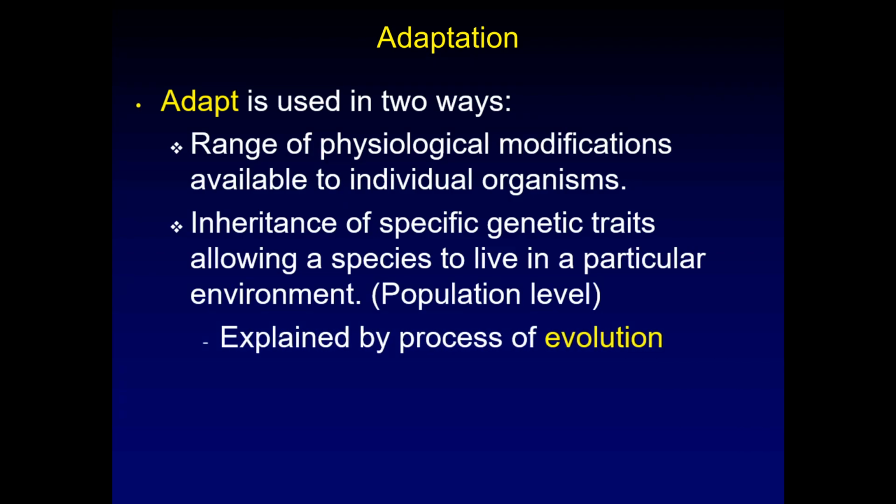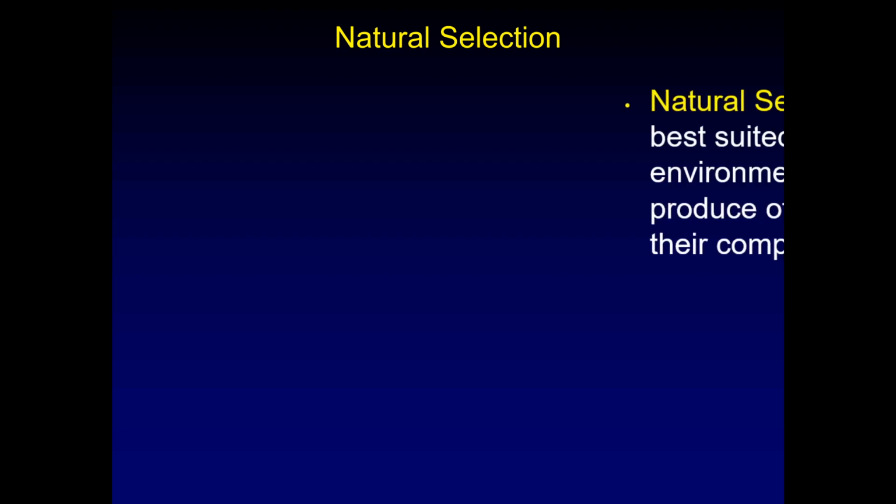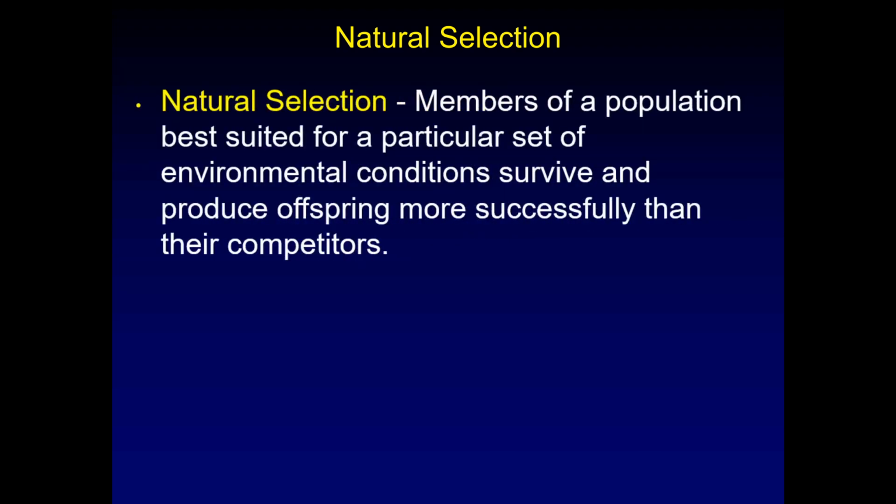So this is explained obviously by the process of evolution. So we'll look at natural selection. Yes, artificial selection does play a big role in environmental science, but we're going to look at natural selection with this. Members of a population best suited for a particular set of environmental conditions survive and produce offspring more successfully than their competitors. Let's break this down into actual English.